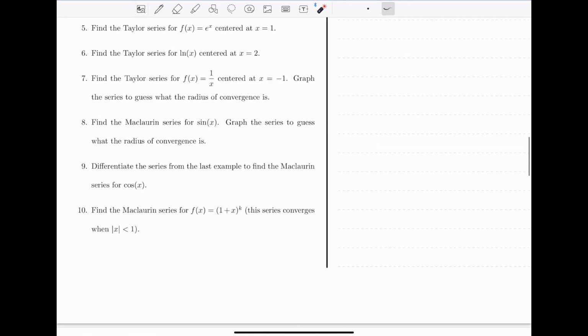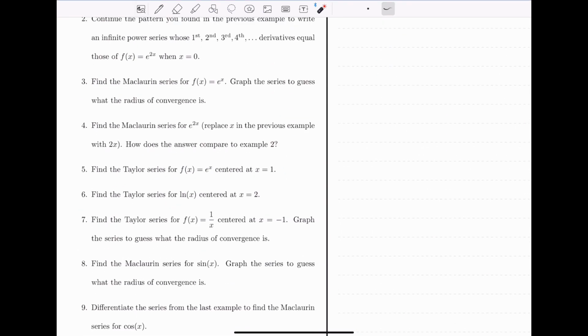Let's work through example 5. For example 5, we are going to find the Taylor series for e to the x, but now we're going to center at x equals 1. This is no longer a Maclaurin series. A Maclaurin series must be centered at 0. So we're going to take the same function, but now we're going to center at x equals 1 and see how to find the Taylor series for f of x equals e to the x centered at x equals 1.